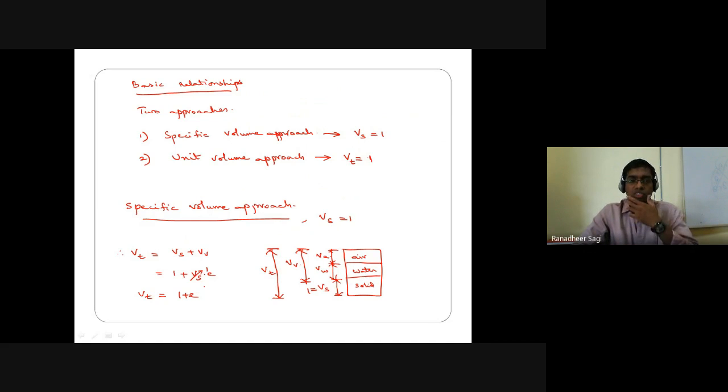The total volume of the soil I am writing in terms of 1 plus e. Earlier, we have seen that the total volume is represented as Vs into 1 plus e, where Vs is considered as 1, so automatically the total volume is equal to 1 plus e, according to this specific volume approach.